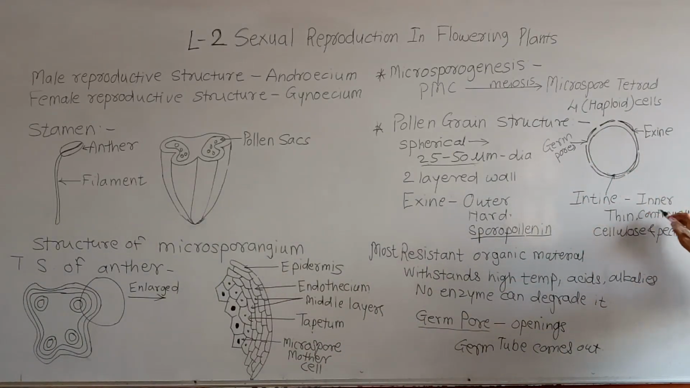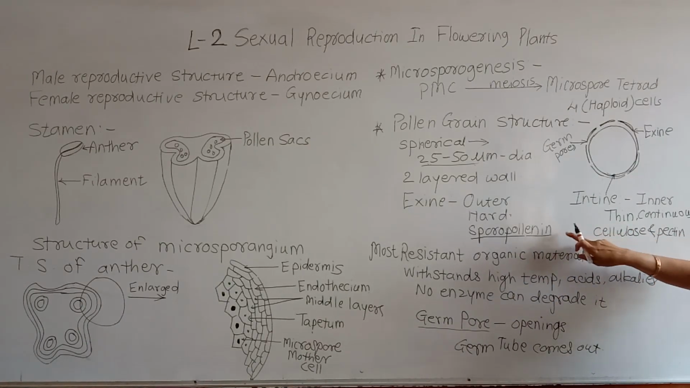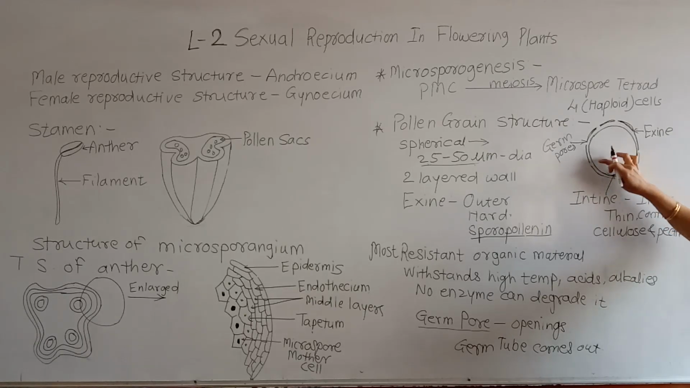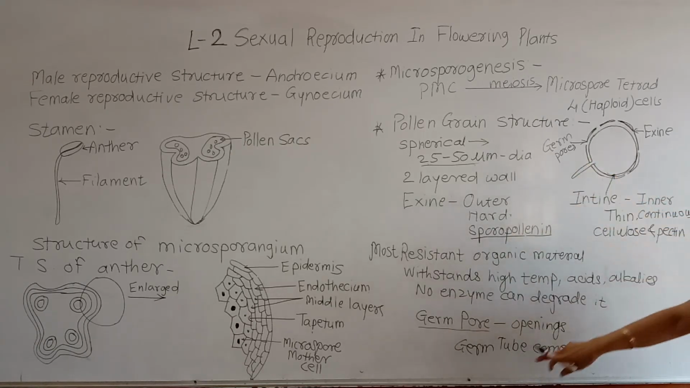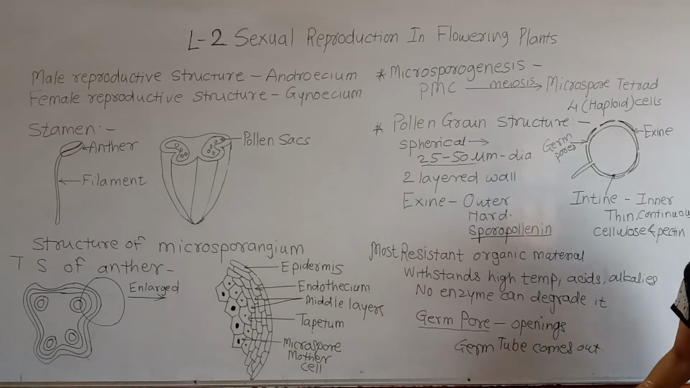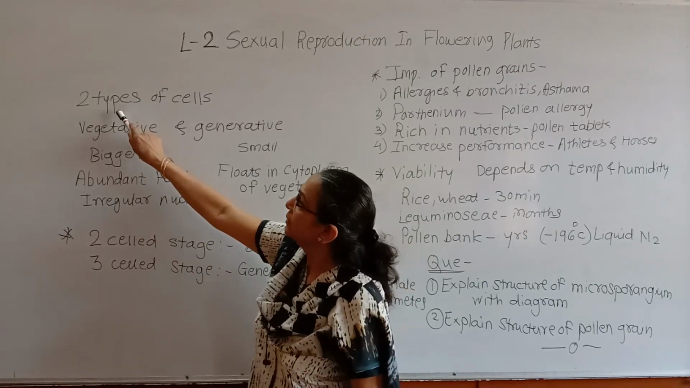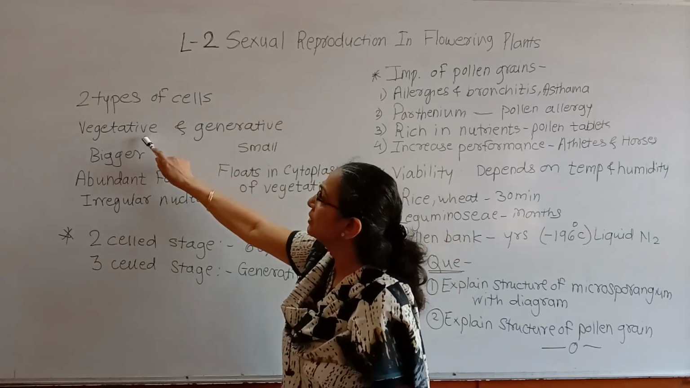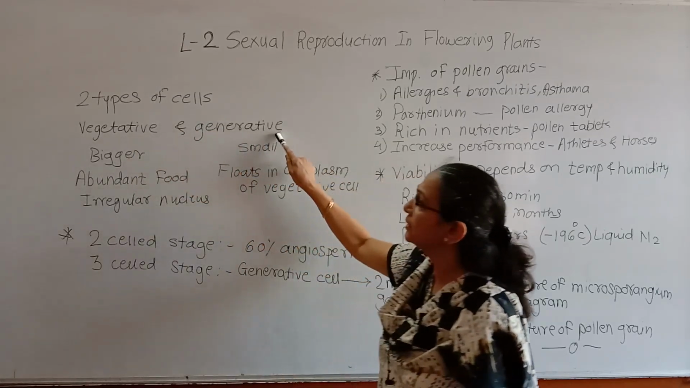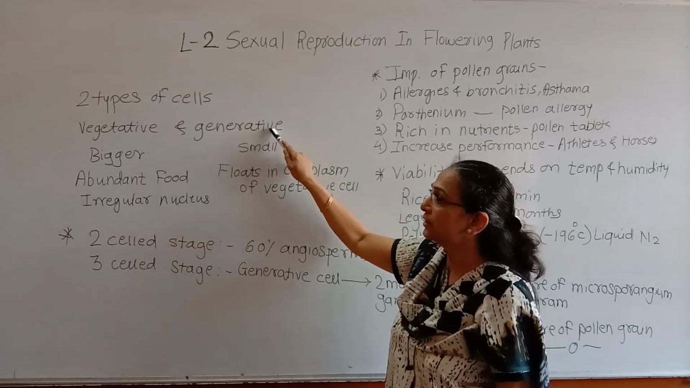So this intine is a continuous layer. It is made up of cellulose and pectin and not of sporopollenin. When this inner layer germinates, it forms a germ tube which comes out of this opening called germ pore. In a pollen grain, there are two types of cells. One is the vegetative cell and another is called the generative cell.